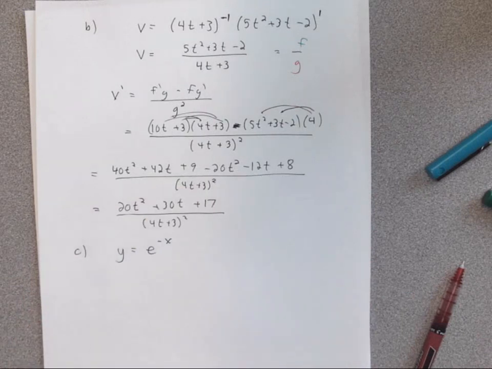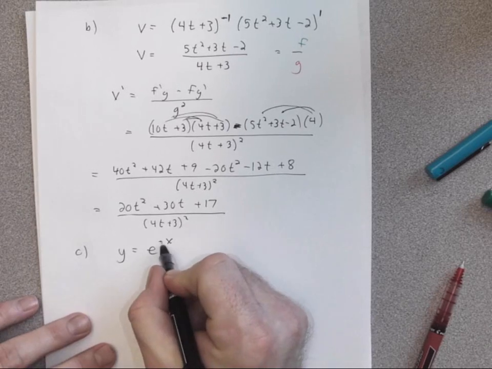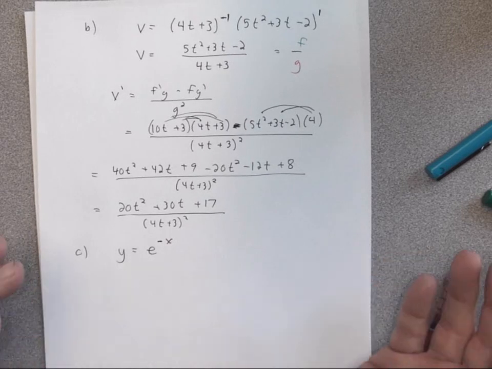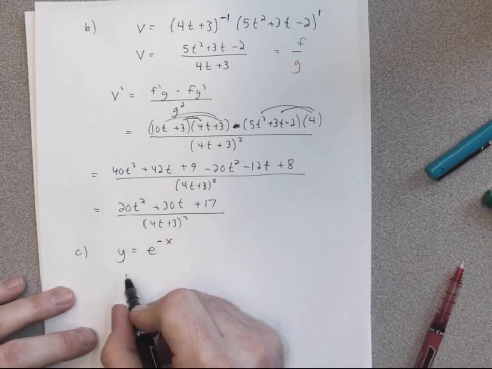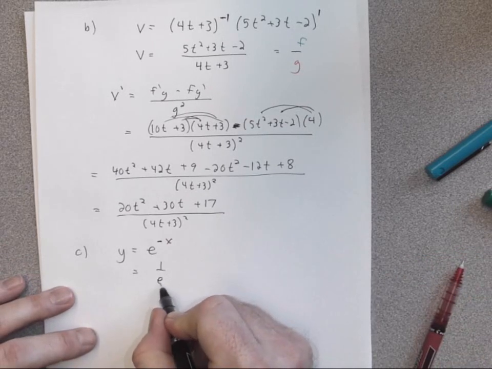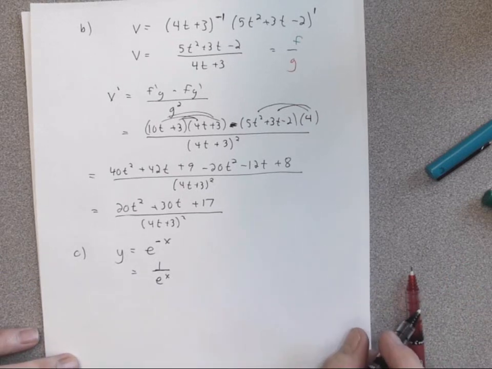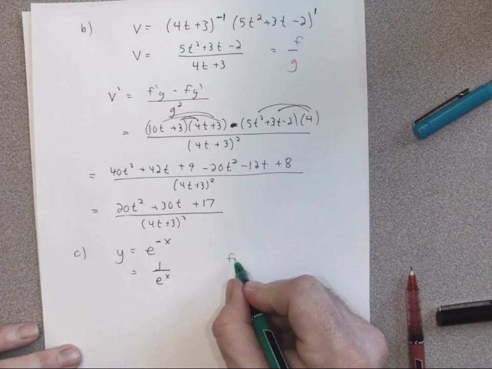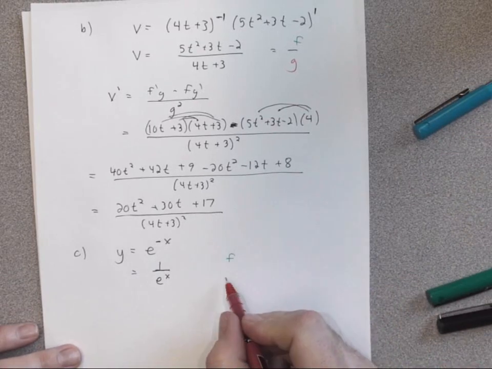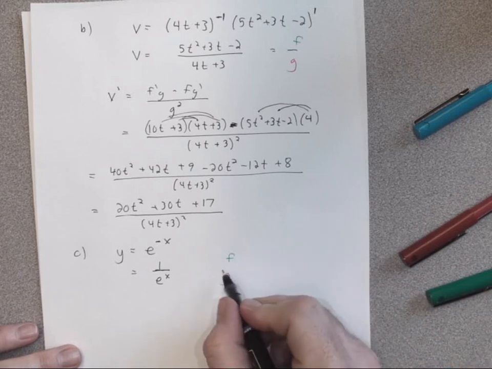Okay, so what we're trying to do is make sure that you guys understand that these negative exponents mean that we have a denominator here. So this is the same thing as 1 over e to the x. So really what I have is a rational where the top is f and the bottom is g, where the numerator is just that constant 1.